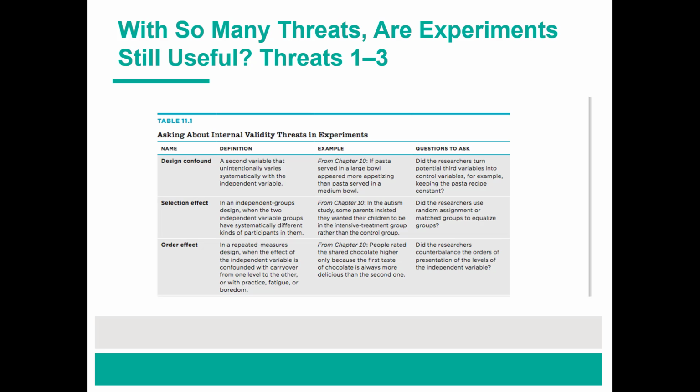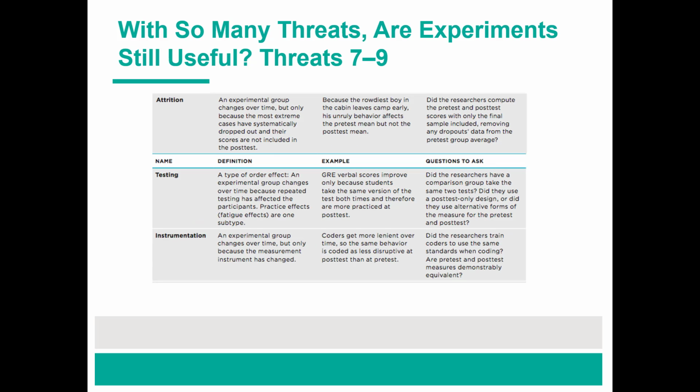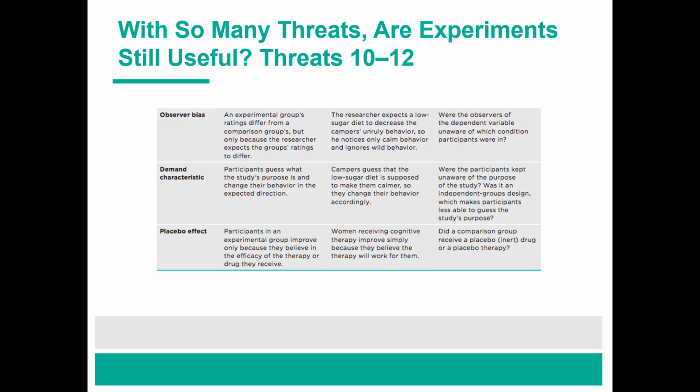Here we see the first three threats, specifically design confounds, selection effects, and order effects. Once again, these three were covered in the previous chapter. Here we see the next three threats, specifically ones that can occur in the one group pre-test post-test design: maturation, history, and regression to the mean. Here we see the other three threats for one group pre-test post-test designs: attrition, testing, and instrumentation effects. And finally, we see here the last three threats that can happen in any experiment: observer bias, demand characteristics, and the placebo effect.